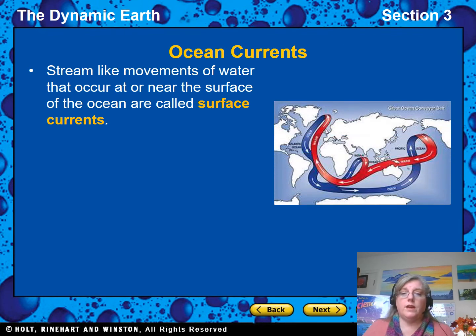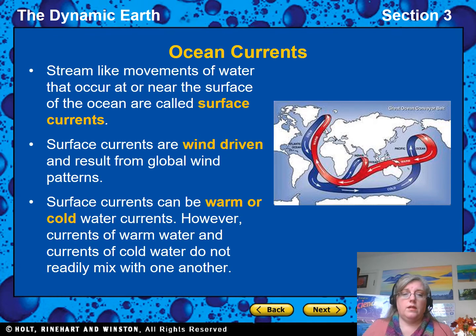The currents of the ocean. All right, so they're like a stream. Do you remember when you watched Finding Nemo and Nemo went swimming with the turtles in that area where the current went really, really fast, and then they had to go out of it and get in it, go in and out of it? That is what I'm talking about here. These are the ocean currents.